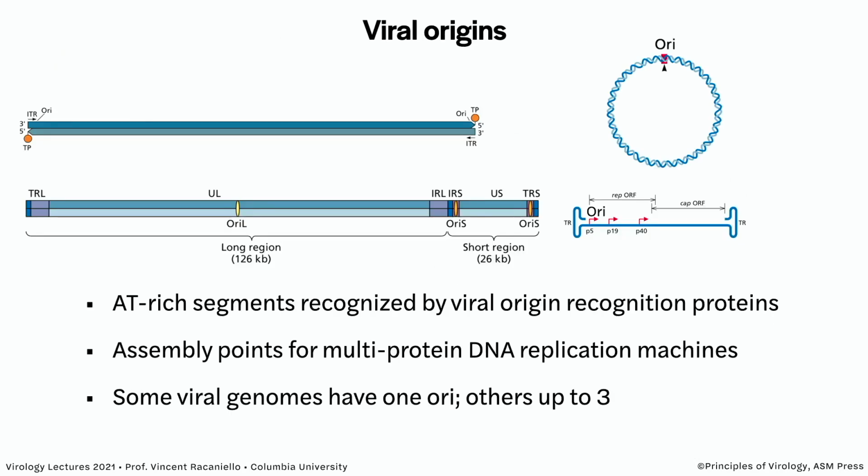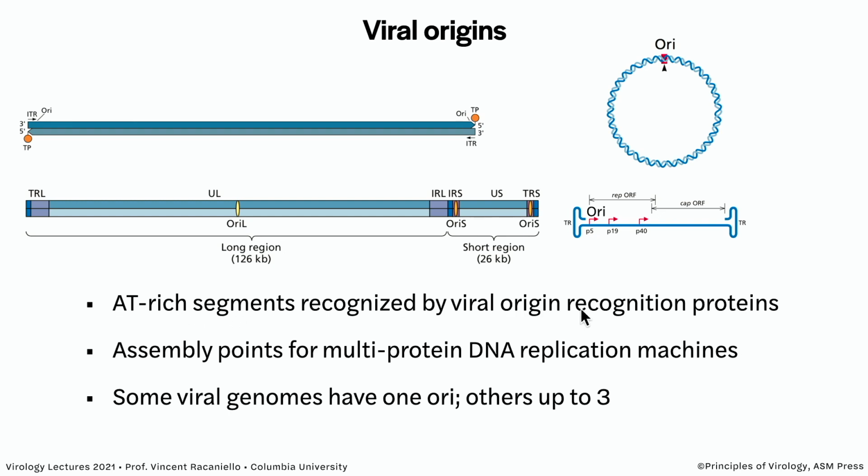Now, we've talked a lot about viral origins of replication. That's where replication begins. Talked about the single ori of SV40, for example. At either end of adenovirus, 3 oris for herpes, 1 ori at the left end for the parvoviruses. And these have a few features in common. They're AT-rich segments. They're recognized by viral origin recognition proteins, a way of starting the DNA synthesis there.